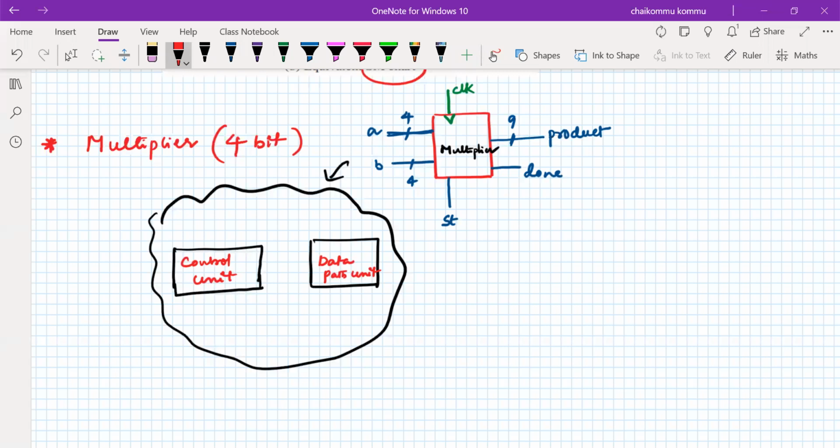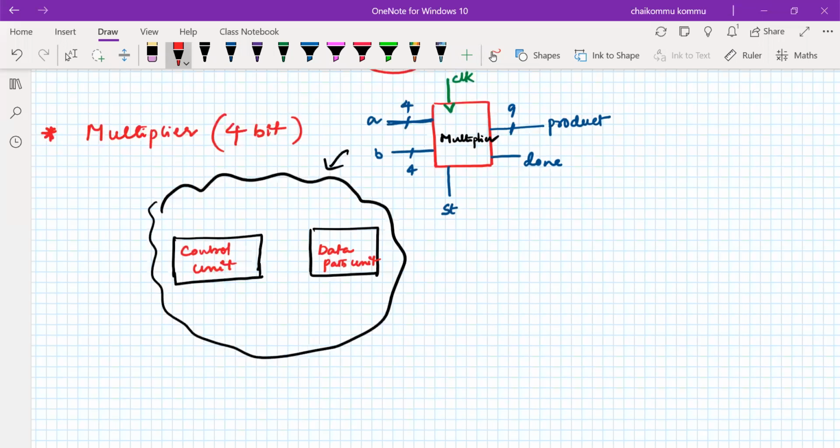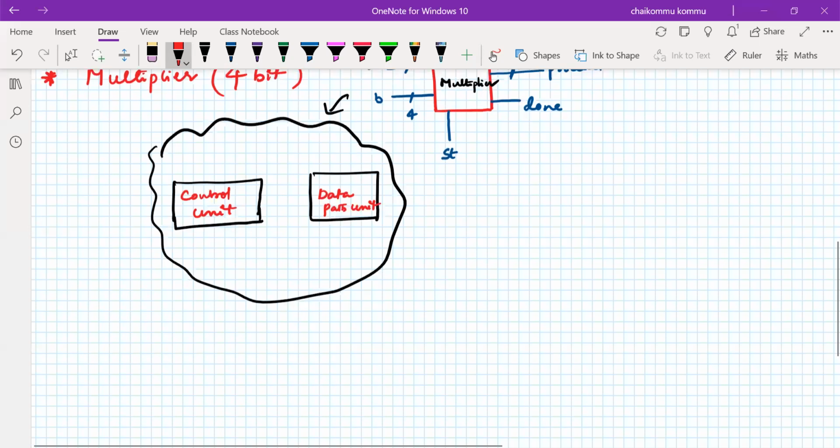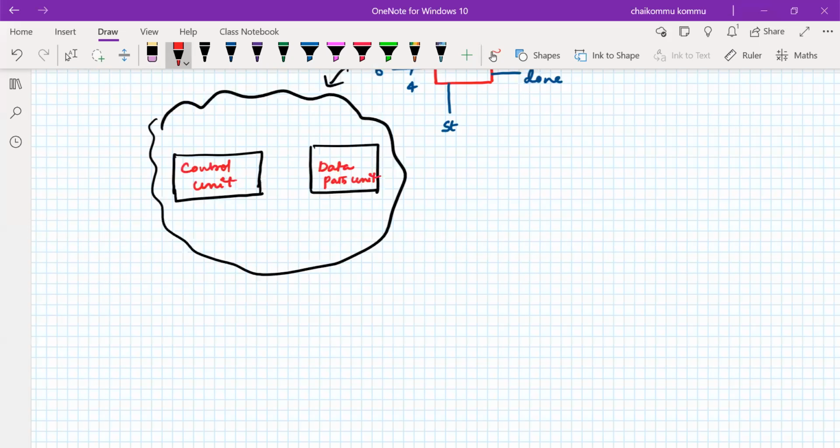So this is what a digital system looks like, right? The question is, what is the responsibility of the control unit? What is the responsibility of the data path unit? Normally the data path unit consists of all the operation-related hardware, for example, multiplication-related hardware. Registers are required, flip-flops are required, addition is required. So different blocks will be available for the data path unit.